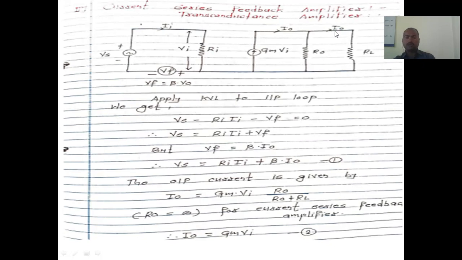So I0 current is equal to this, when we have applied the voltage divider rule across it with respect to R0. It is nothing but R0 divided by R0 plus RL into Gm into Vi. Okay, right? So in this case, when we use the current series feedback type of amplifier, we know that in case of current series feedback type of amplifier, the output impedance is infinite.